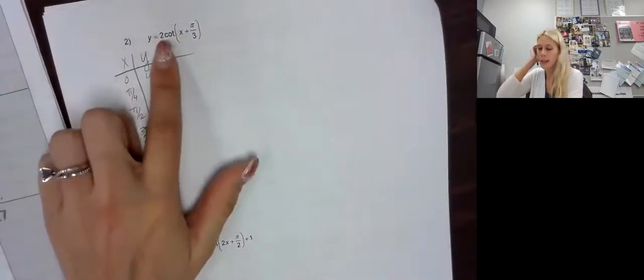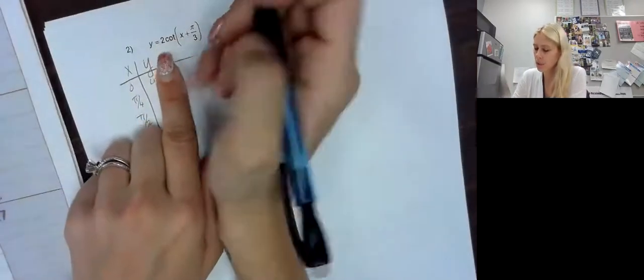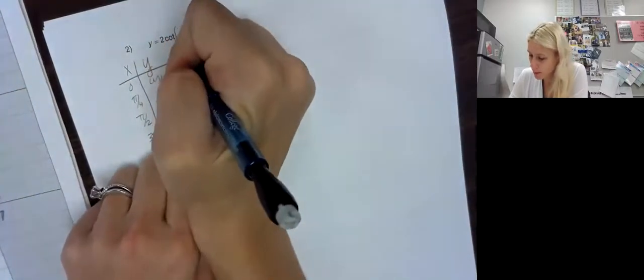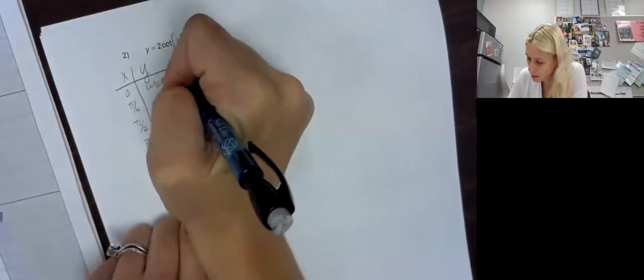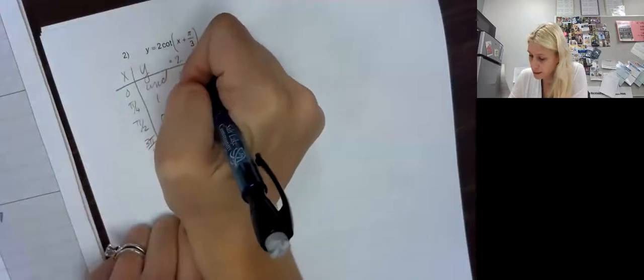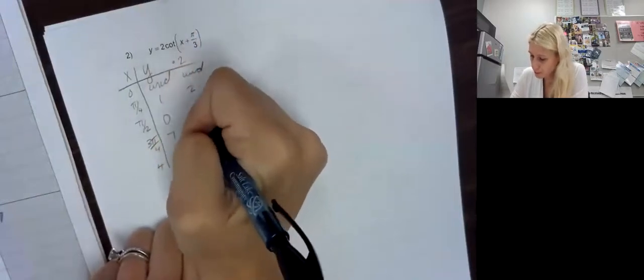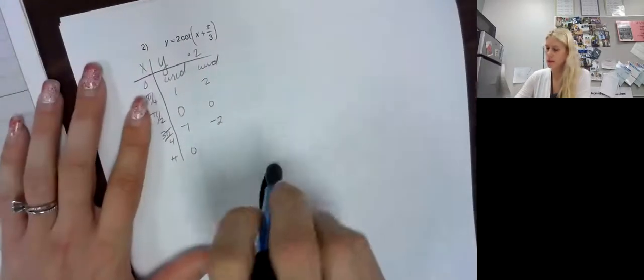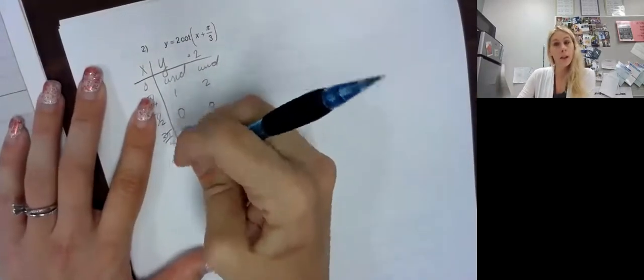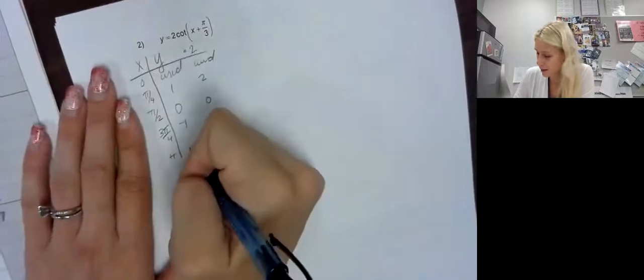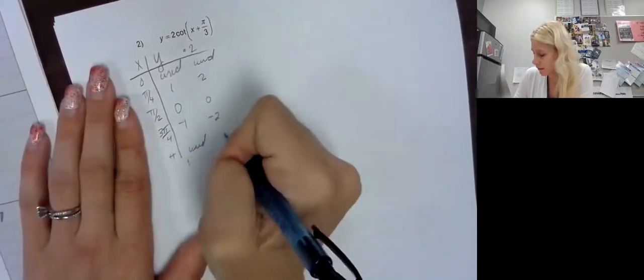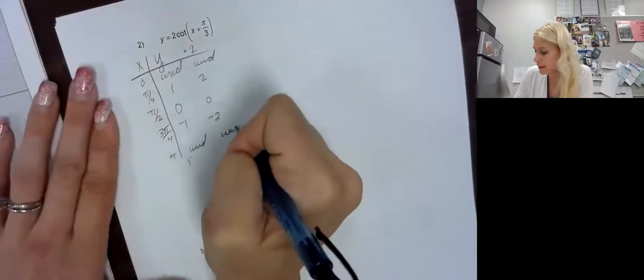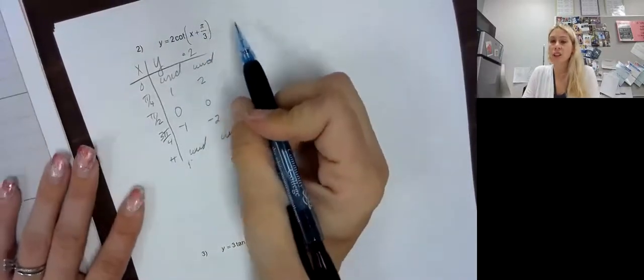Okay, let's look at what's happening here. On the outside here, we're multiplying by 2, so I have to multiply the y's by 2. Undefined, of course, stays undefined. We have 2, 0, negative 2, and, oh, this should be undefined. I don't know what I did there. Undefined stays.